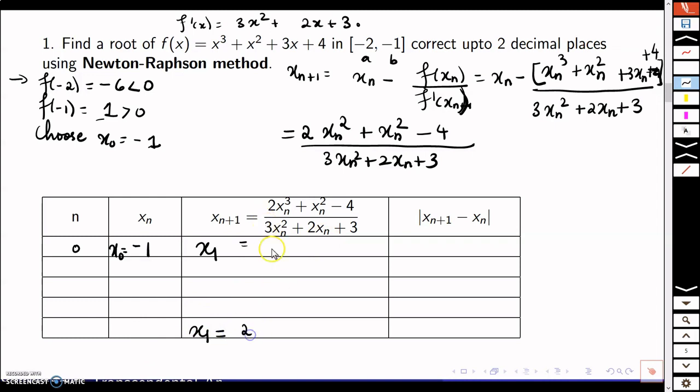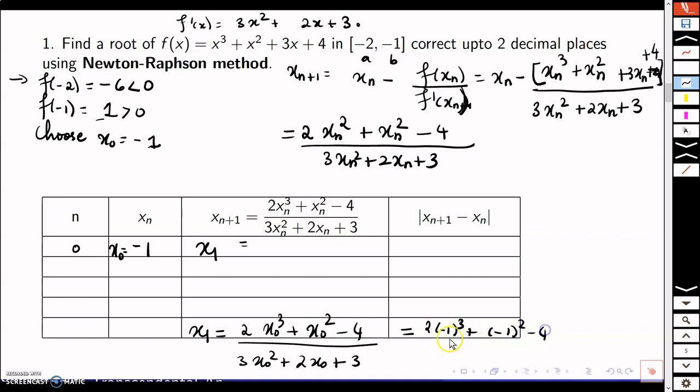So x1 will be 2 times x0 cube plus x0 square minus 4 upon 3 x0 square plus 2 x0 plus 3, right? And x0 is -1, so I will put -1 here. So this will be 2 into (-1) the whole cube plus (-1) the whole square minus 4 by 3 times (-1) the whole square plus 2 times -1, and that's plus 3. Okay, so if you put this on your calculator, you will see that this expression turns out to be minus 1.25. Okay, it's very simple computation.